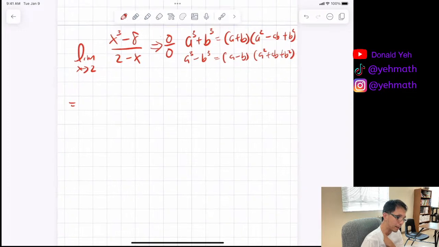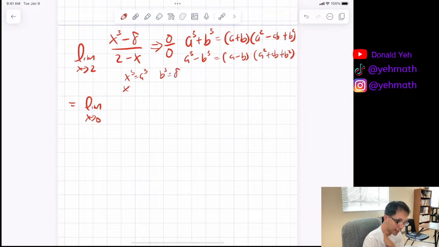Okay. And what I'm gonna do is I'm gonna factor this. So if I factor this, I figure out what x cubed equal to a cubed, b cubed is equal to 8, x must be x, b must be 2. So that's gonna be x minus 2, x squared plus 2x plus 4. Does that make sense? Over 2 minus x.